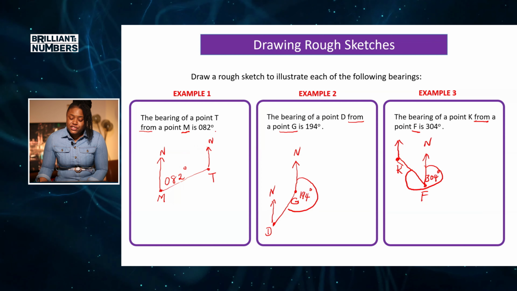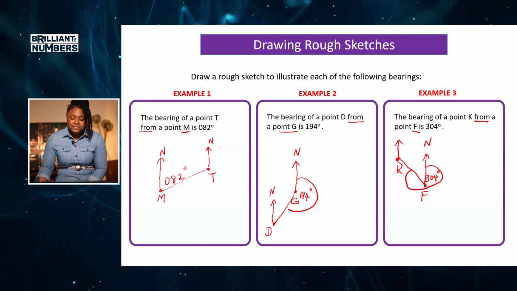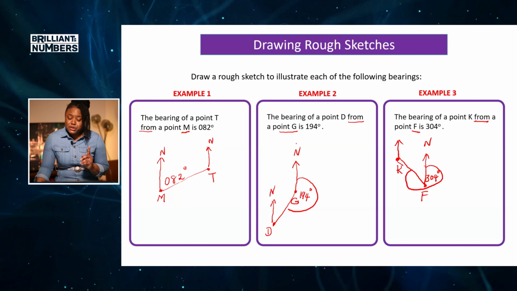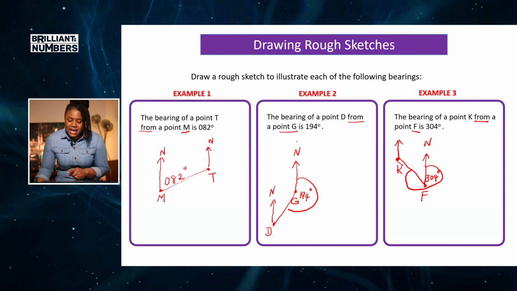I've drawn 82 degrees. So that's an acute angle. I know my obtuse angle is going to be greater than 90, less than 180. So this one is also a reflex, and that one is also a reflex. Just make a quick correction there.